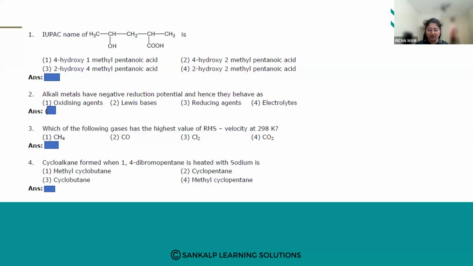I want the answers from you also. We have already discussed this type of question on all the particular chapters from the chemistry subject. So what will be the answer for this? A structure is given here. Can you tell me the IUPAC name? How are you going to name that compound?